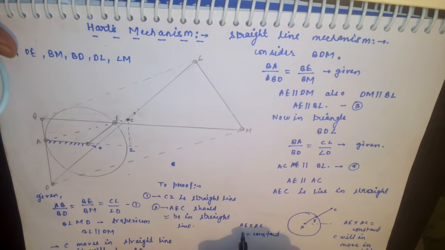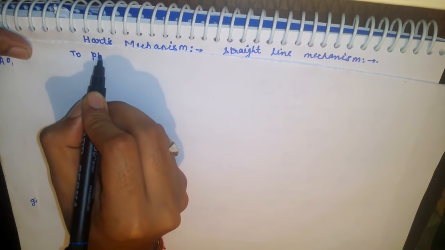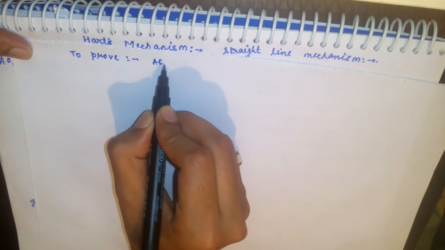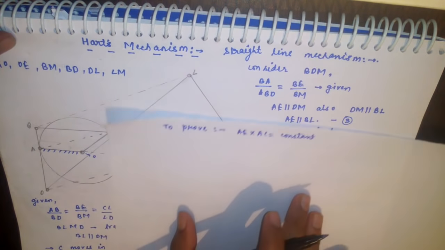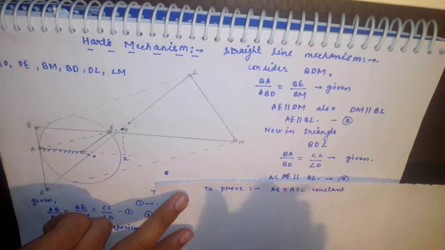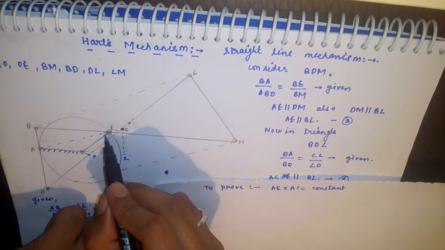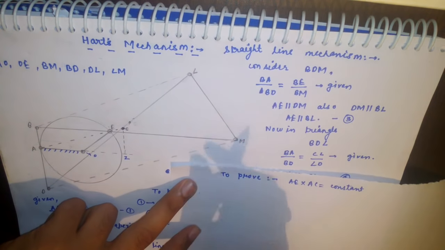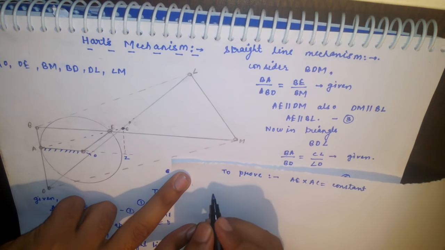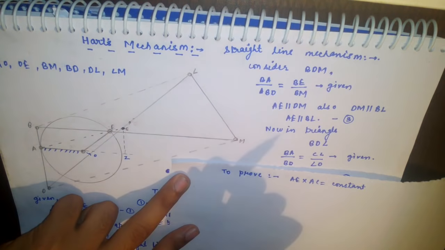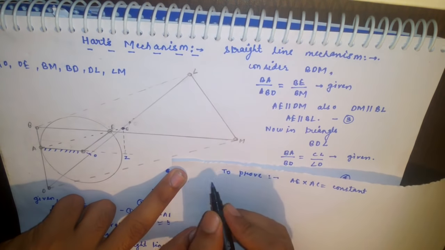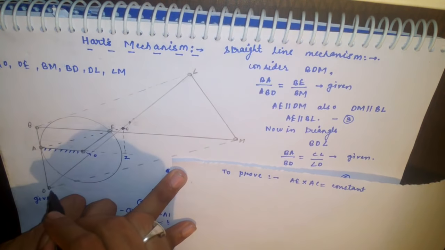Now our aim is to prove AE into AC is equal to constant. This is our aim, to prove that line CZ moves in a straight line. Now how will we do that? Consider triangles ABE and DBM. In these triangles, both are similar because this side is common and the ratio of these two sides and these two sides are equal, as given. So we can write the ratio of AE and DM.